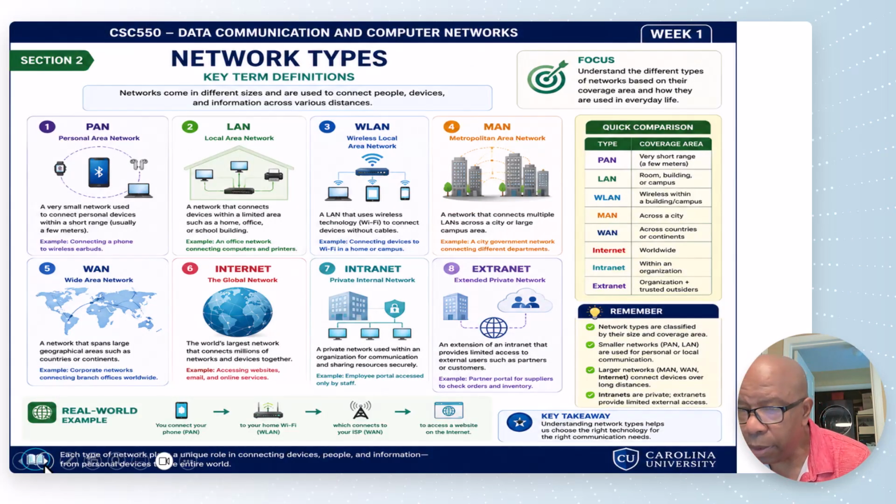Okay, so network types. Most of these are familiar to everyone. There may be a few here that you haven't really been touched by, but this is the overview of the network types being utilized today. PAN is a personal area network. LAN is a local area network. WLAN is a wireless local area network. MAN is a metropolitan area network. WAN is a wide area network. The Internet is the global network. It can get from anywhere to anybody.